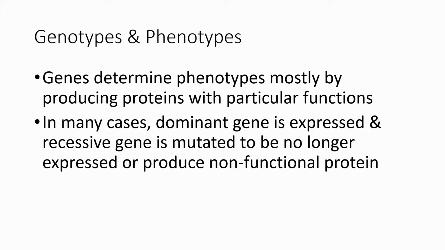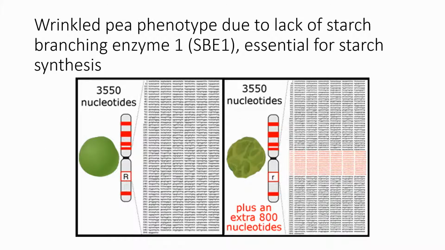This explains why heterozygotes tend to have the recessive trait covered up. Because usually you can get by making only half the protein you need. That's enough to help you develop whatever trait you're trying to develop. So there is an actual genetic basis for a lot of the traits that Gregor Mendel was studying.